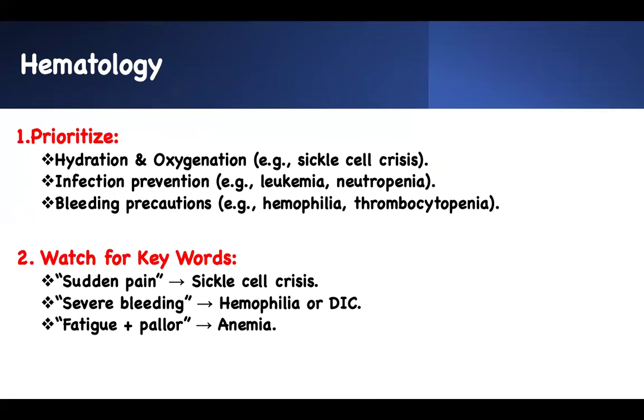If a patient has hemophilia or thrombocytopenia, what is the problem with those conditions? Bleeding. So prioritize bleeding. Two, based on the question, whatever they give you, as you prioritize, then watch for keywords in the question. If you hear about sudden pain, most of the time they're talking about sickle cell disease or crisis. So that's the key for you. Severe bleeding may be something hematological like hemophilia, DIC. So those things can be coming to your mind. And if they start talking about fatigue, think about the patient being anemic. Sometimes they will not mention it, but it's there for you to pay attention to.